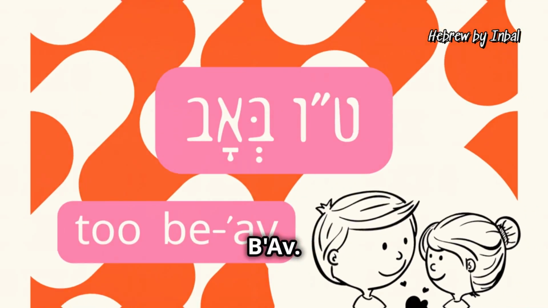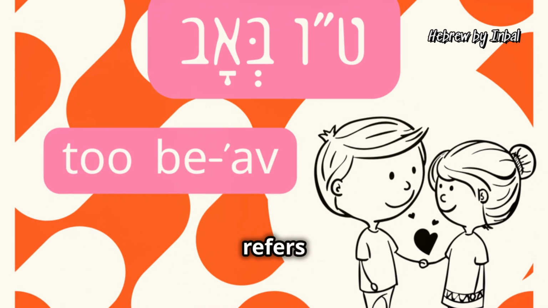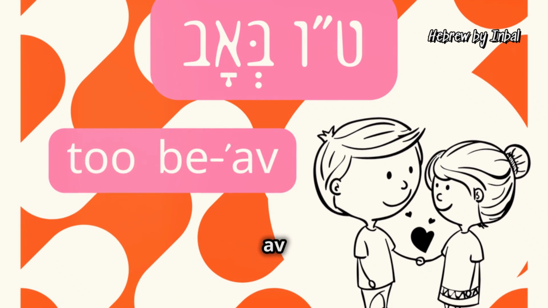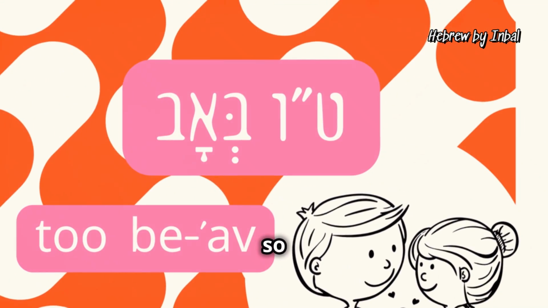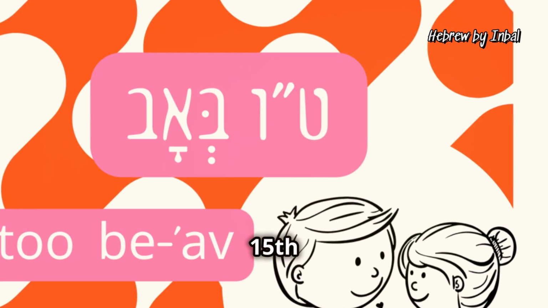Alright, back to Tu B'Av. The Tu in Tu B'Av refers to the 15th day, and Av is the Hebrew month it falls in. The Be means in, so Tu B'Av literally means the 15th in Av.